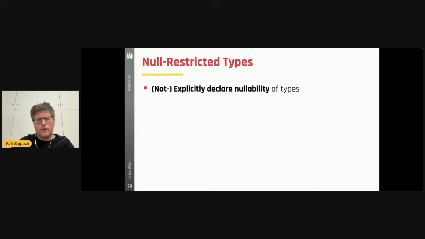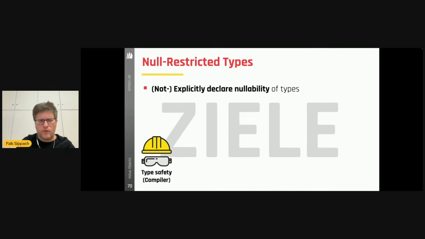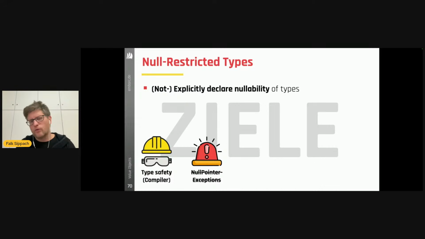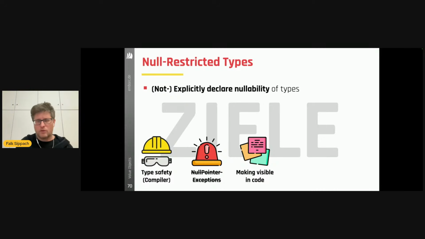And the goals for null restricted types, and actually it's not only for value types, it's for every type in Java. So every object reference could be declared non-nullable. And the goal is, of course, type safety. The compiler already can warn us if something is wrong, and hopefully we won't get null pointer exceptions anymore. Of course, that won't work because of backward compatibility, but in the future, there should be fewer null pointer exceptions. And with this concept of explicitly declaring nullability, we want to make visible in our code that some references can be null and some are not allowed to be null.